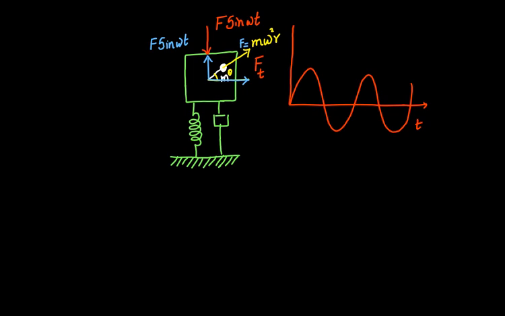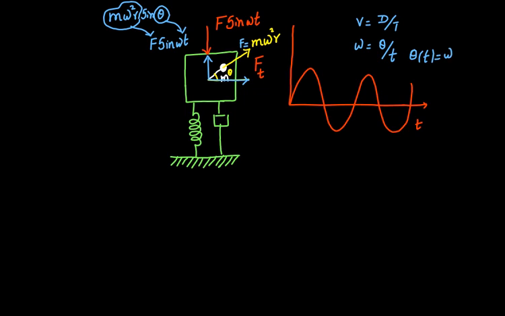Actually, the magnitude of the force along the y direction is m into omega squared into r into sine theta. I'm calling this m into omega squared into r as F, and I'm calling this theta as omega t. And that's an easy explanation. You know, velocity is distance by time. So angular velocity omega is angular distance divided by time. So theta, which is a function of time, is simply omega into t.